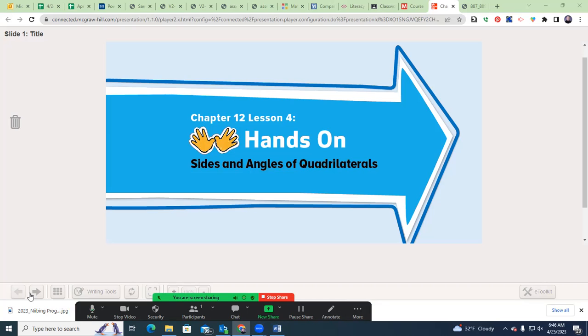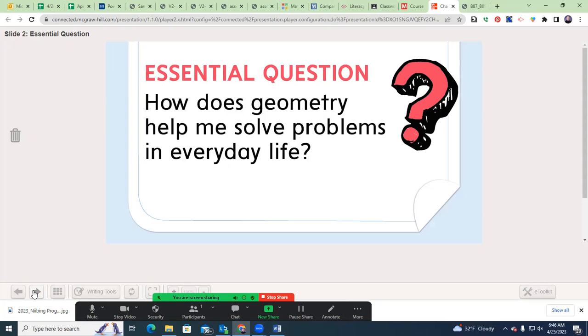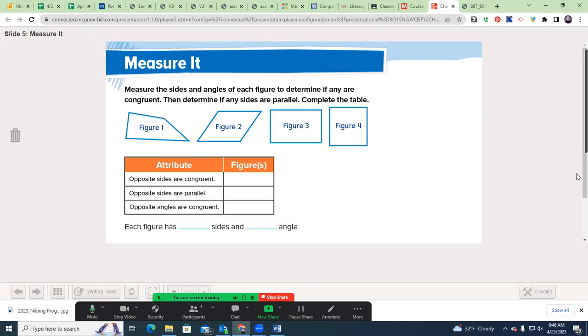The essential question: how does geometry help me solve problems in everyday life? So we're going to begin right away with the packet today. As I mentioned, protractors and rulers aren't bad for these.